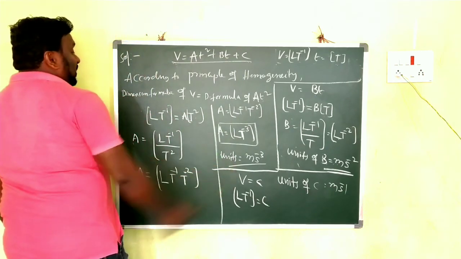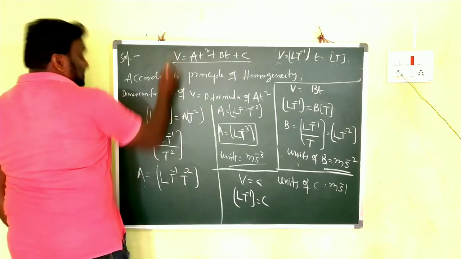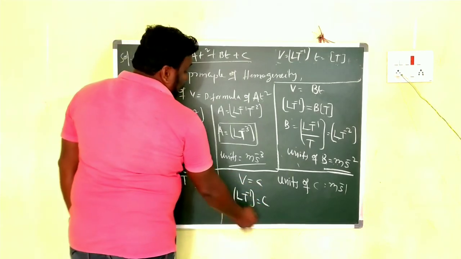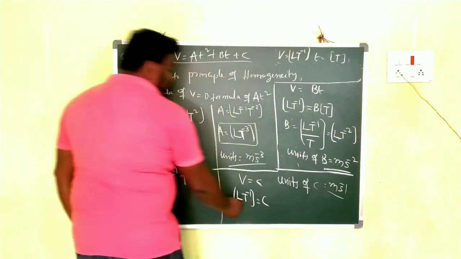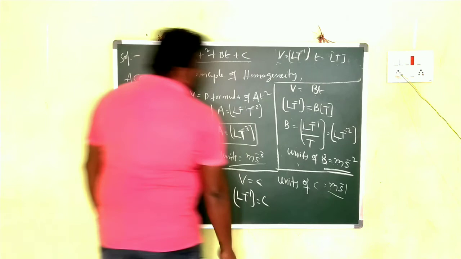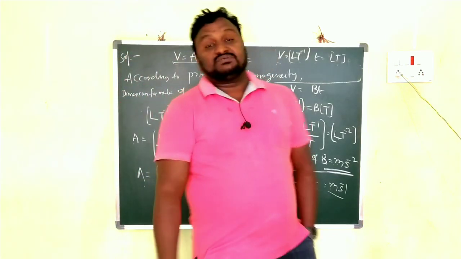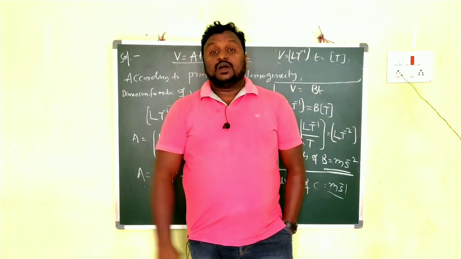Similarly, finally we equate V and C. Already V is LT inverse 1 and C is the constant. Now C equals LT inverse 1. Then the units are meter for length, second for time: meter second inverse. So in this way, children, by using any dimensional equation we will find out the dimension formula and units of the constants. So I hope you understand.